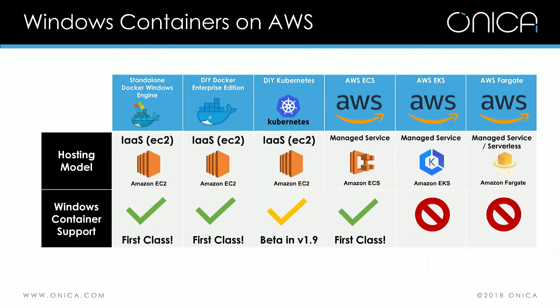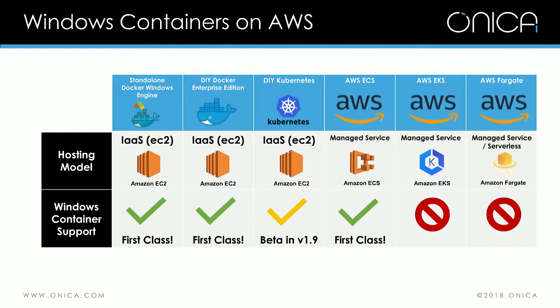So now let's look at the different container options. On the left column, we're talking about running Docker on Windows standalone. The second column is Docker Enterprise Edition. The third column is Kubernetes do-it-yourself, so launching your own cluster. The fourth column is ECS, which is Amazon's native container management platform. The second to last column is EKS, that open source project that Amazon has built a management layer around. And then the far right column is Fargate, which deploys containers without managing servers.